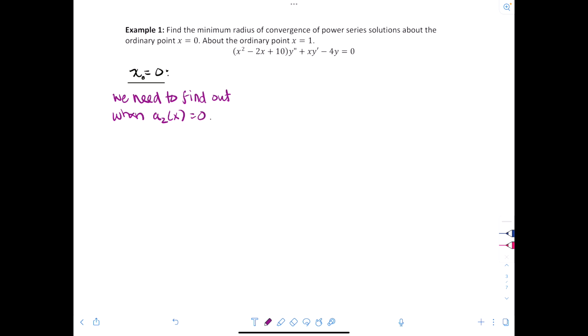So what is a2 at x? It is x squared minus 2x plus 10, and then set that equal to 0. Well, this doesn't factor easily or at all, so I'm going to use the quadratic formula. So x is the opposite of negative 2 plus or minus the square root of negative 2 squared minus 4 times 1 times 10, all over 2 times 1.